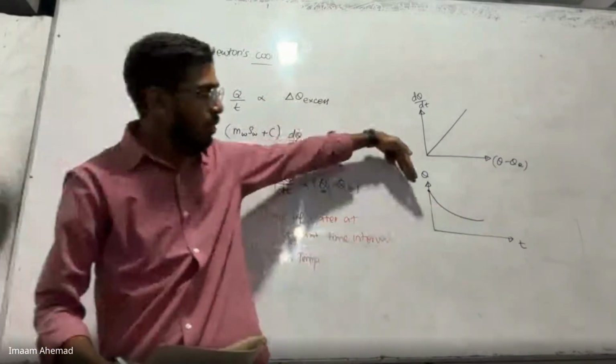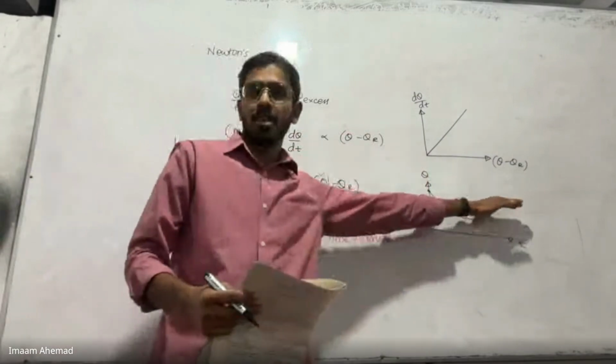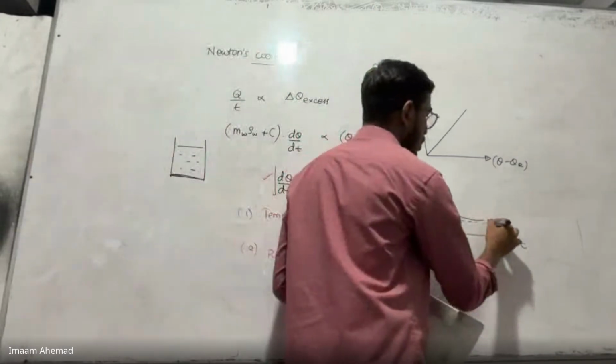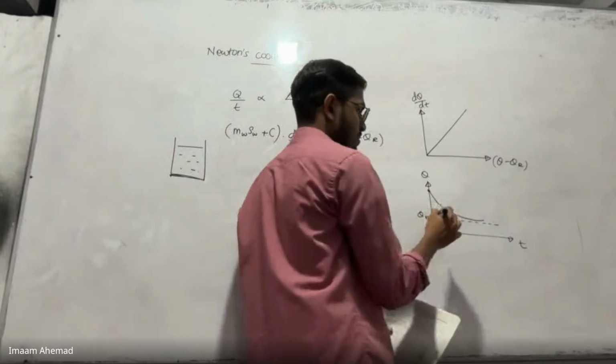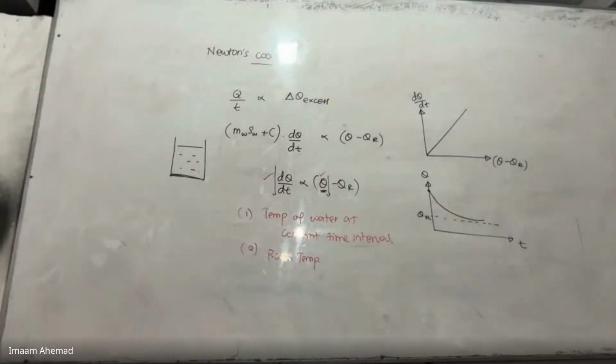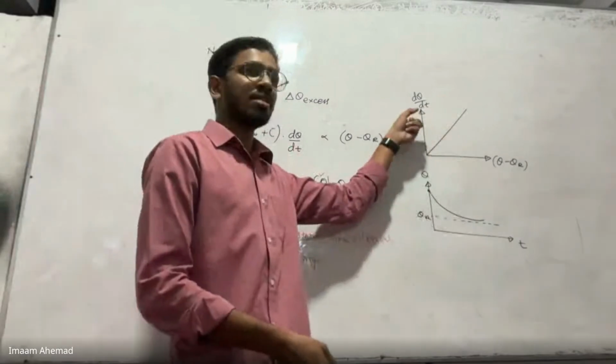Okay. So here, look at the slope. It's a huge slope. As it moves forward, it is becoming flat, horizontal. So it eventually will reach room temperature. Okay. So these are the two graphs that we can plot to verify Newton's cooling law. Is that idea clear? How we got this graph and this graph?